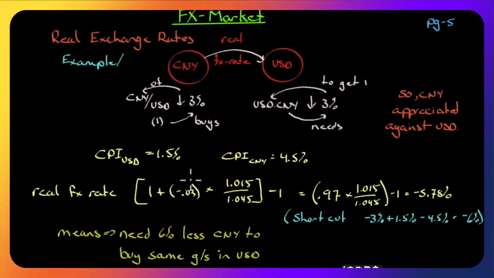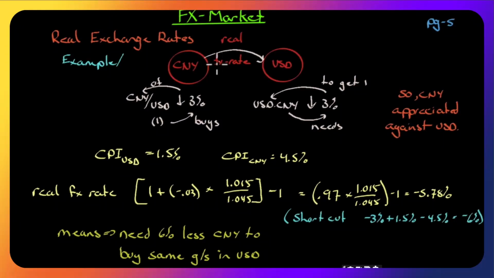So it's 1 plus the percentage change in the exchange rate multiplied by 1 plus the percentage change in the relative CPIs. And remember now, the rate is the yuan over the US. So it's the U.S. inflation rate that becomes the numerator in the ratio of the CPIs. Minus 1 gives us negative 5.78%.